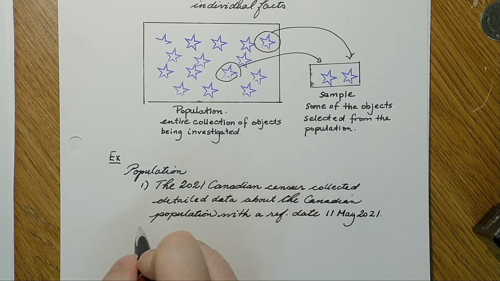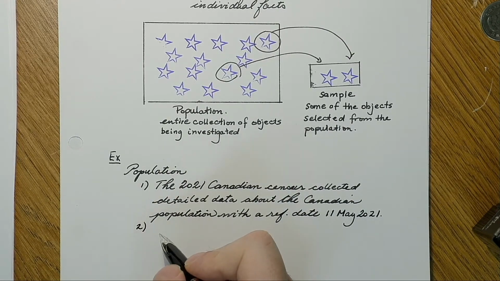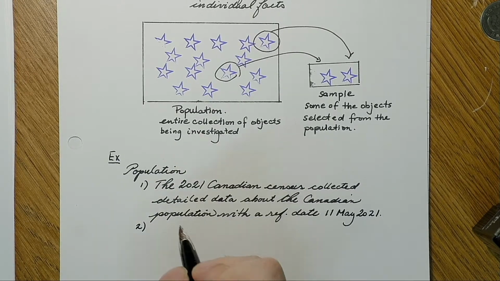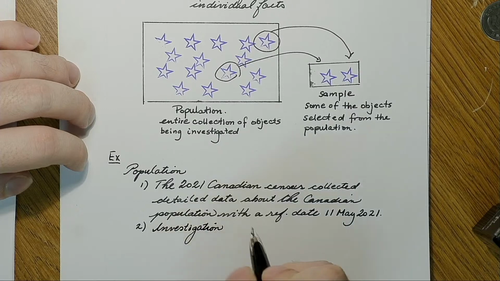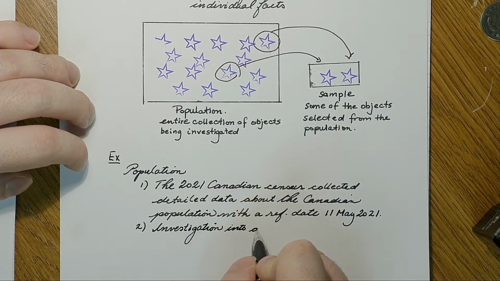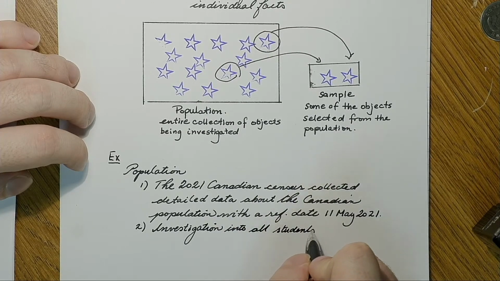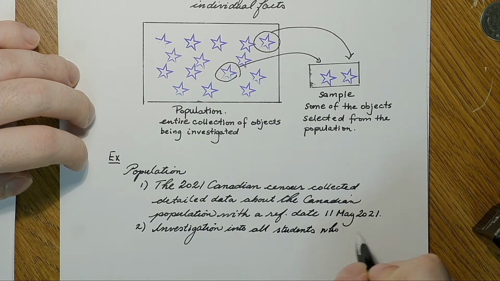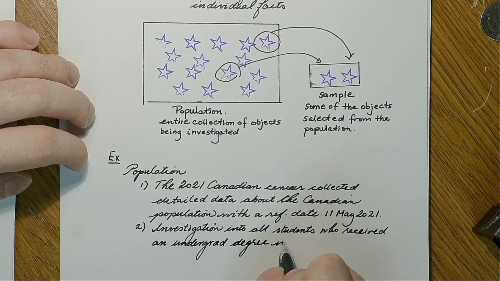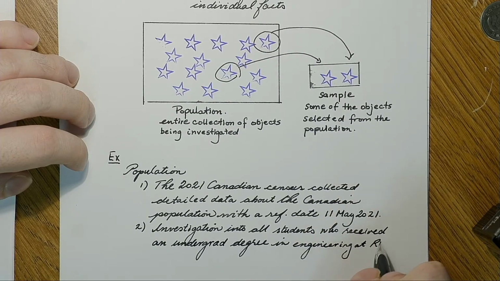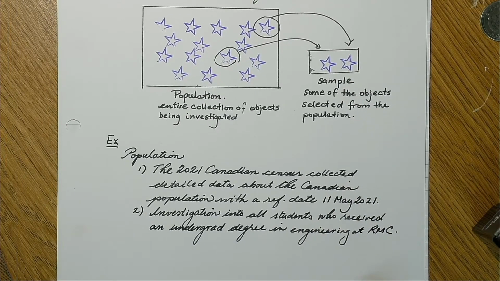Okay, the second one is here's an example where we kind of do maybe an investigation into, say, all students who received an undergrad degree in engineering at RMC.